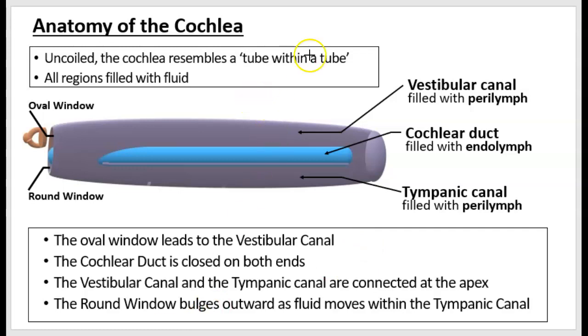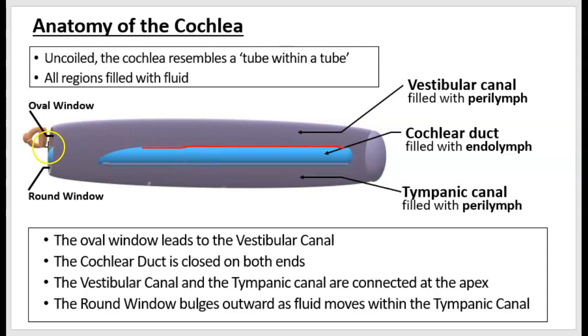So the cochlea uncoiled resembles a tube within a tube. The outermost or peripheral tube in this picture is purple. It's uncoiled, of course. But inside is another tube, which I've drawn as blue. It is inside, but I've made it so that you can actually see it, kind of like cut through the peripheral tube so that you can see into the inner tube. All regions are filled with fluid.